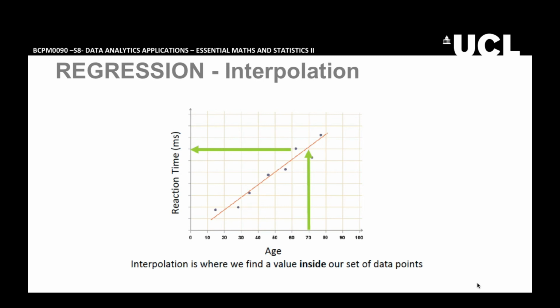One of the utilities of regression is interpolation. If we found a correlation between two variables, then we can interpolate data for values that we didn't have at the beginning. In that case, for example, we didn't have the data of reaction time for the age of 70. Interpolation is where we find a value inside our set of data points, because our set of data points include a value close to 80.